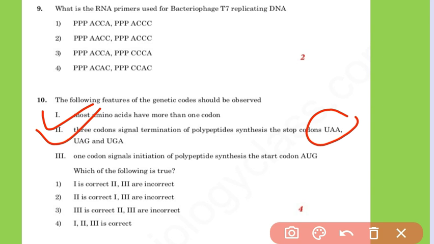Then third: one codon signals initiation of polypeptide synthesis, the start codon AUG. Yes, it is correct, because AUG is the initiation codon in prokaryotic organisms. AUG codes for N-formyl methionine. In case of eukaryotes, it codes for methionine, and this AUG on the mRNA is identified by initiation factor first. So this is also true. So all the sentences are true, and option 4 is the answer of this question.